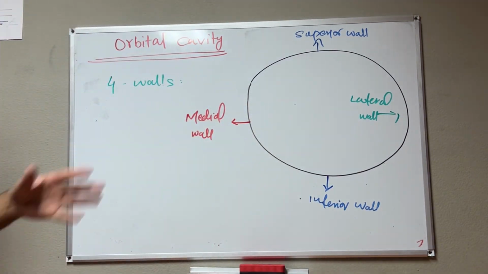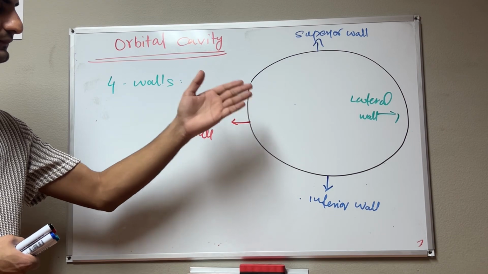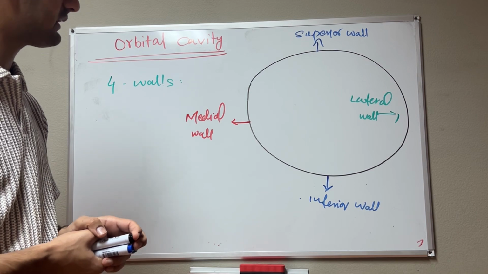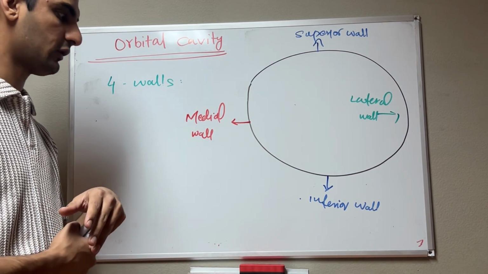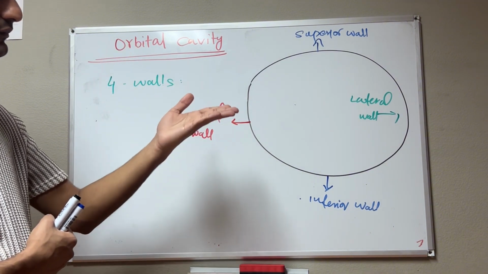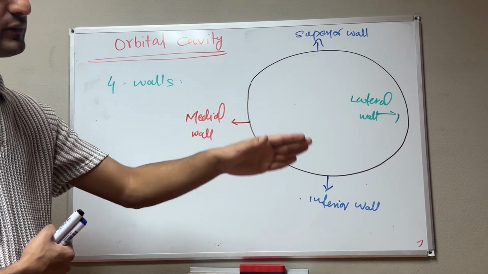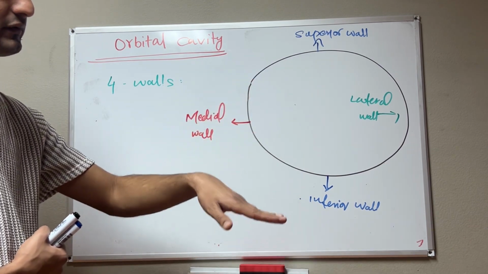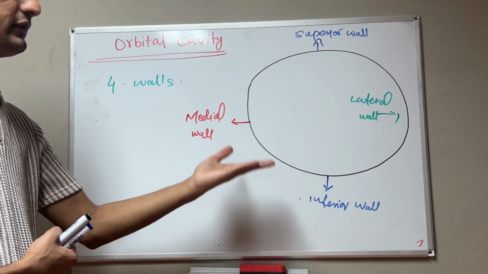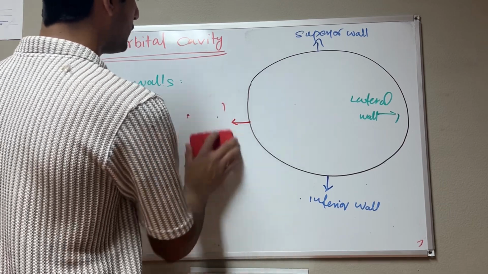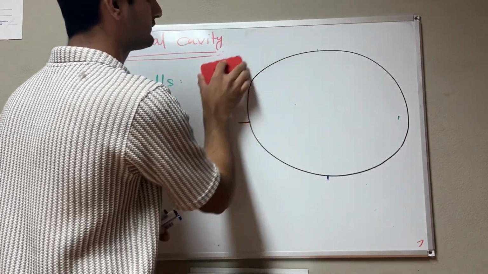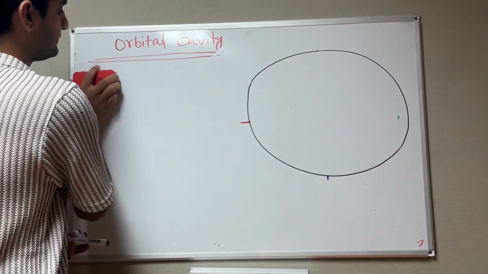Now again, the orbital cavity consists of four walls: the superior wall is the upper wall, the lower wall is inferior, lateral is the lateral side of the orbital cavity, and medial is where the nasal bone is. Now we will discuss which formation we have: for the superior wall, which bone takes part; for the lateral wall, which bone, part or surface takes part; medially, which bone, part or surface takes part; and inferior also. Each wall we will discuss.